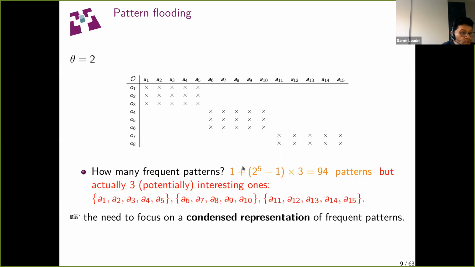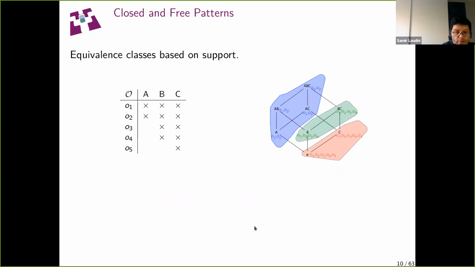To address the problem of pattern flooding, many researchers focused on selecting a small subset of patterns, and different approaches have been proposed. The most popular one is what we call the condensed representation of frequent patterns. So I will now detail what the condensed representations mean.